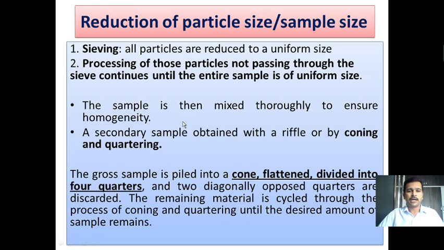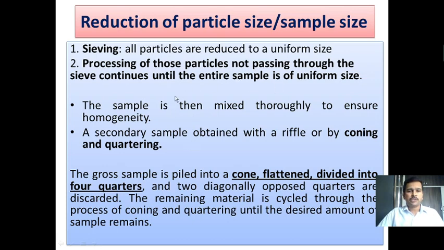Suppose 10 kg or 100 kg of the sample you might have obtained. This 10 kg of the sample is not necessary to subject to analysis, out of which maybe 1 gram or 0.1 gram may be sufficient. So how to obtain this? This 0.1 gram or 1 gram of the sample is called the laboratory sample.